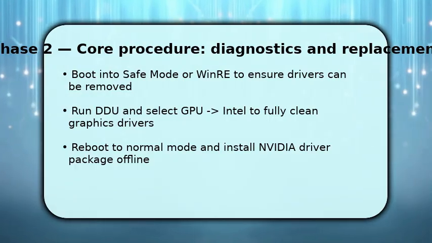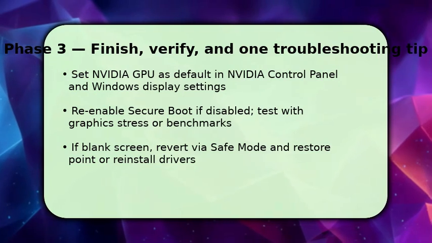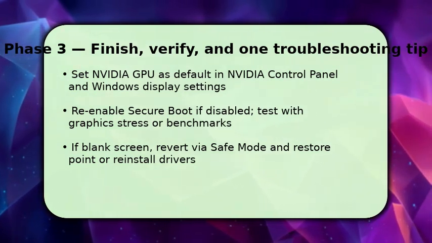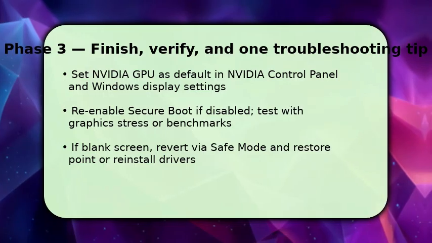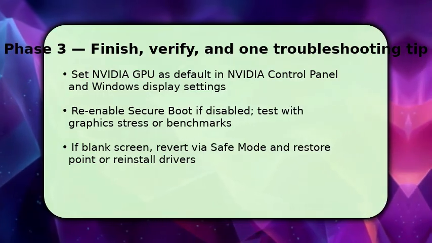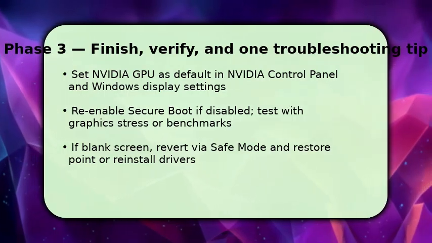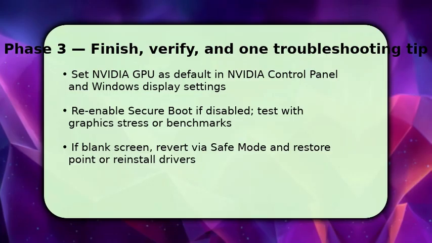After Nvidia installs, open Nvidia Control Panel and set preferred GPU for global and per app use, then confirm Windows display settings show the discrete adapter. Once done, re-enable Secure Boot if you disabled it, and run a basic graphics test or benchmark to validate stability.